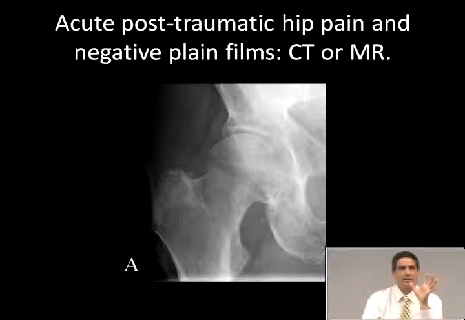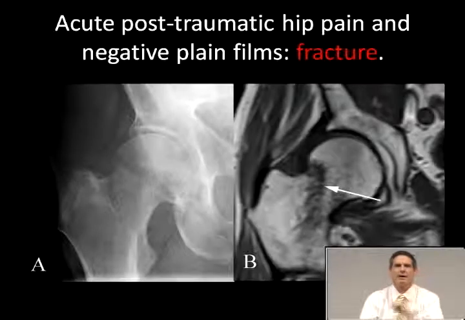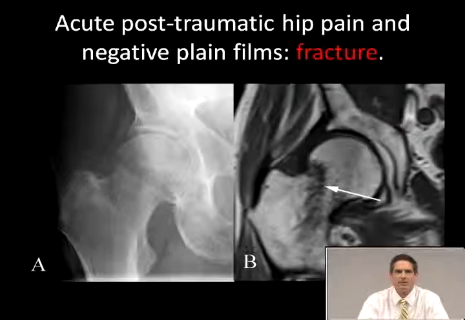The plain film really can't see the fracture much. Here's the MR, T1-weighted coronal image in the B image here. The arrow shows you the fracture through the femoral neck, extending up to the femoral head.